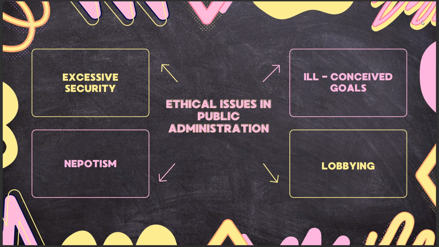Excessive security. Article 311 of the Constitution provides excessive security to public servants, and this reduces the enforcement of accountability.